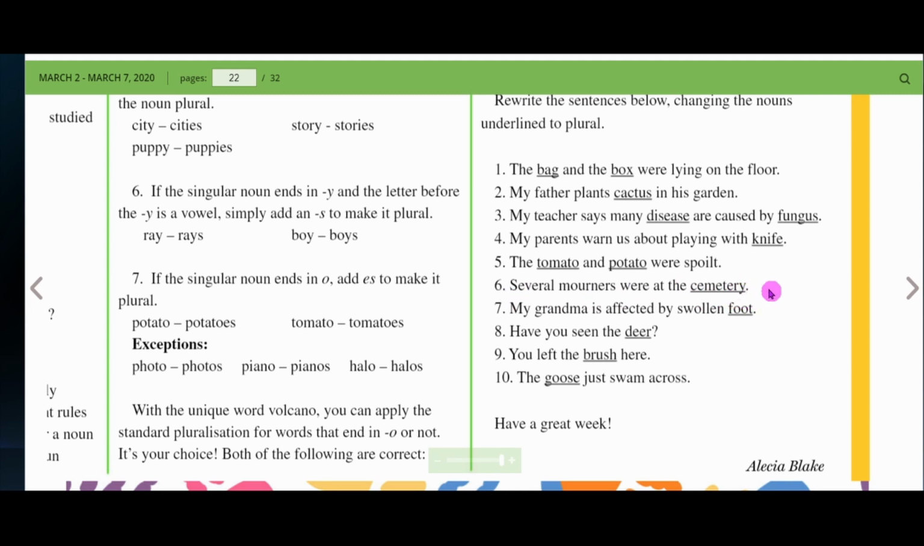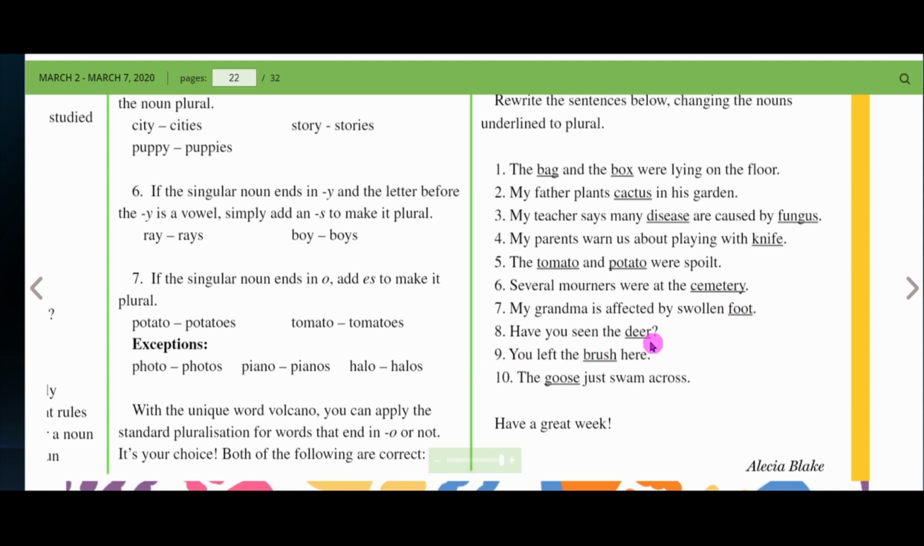So the plural of cemetery, now we would have a consonant before the Y. So we would change the Y to I and add ES. Number 7. My grandma is affected by swollen foot. So my grandma is affected by swollen feet. So we're going to change the inside vowels now from OO to EE.